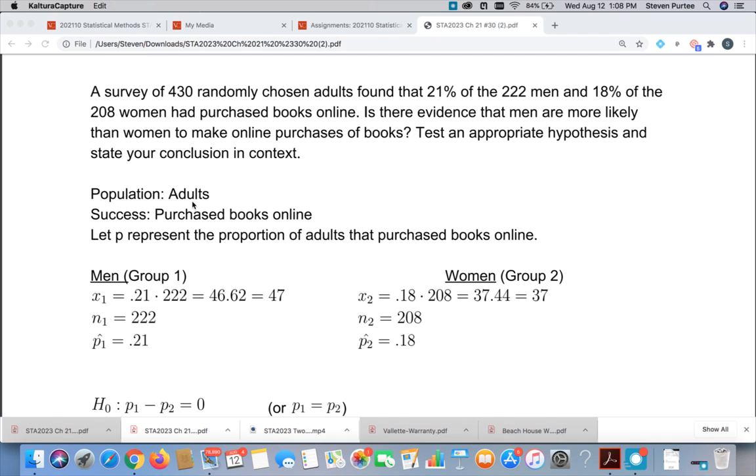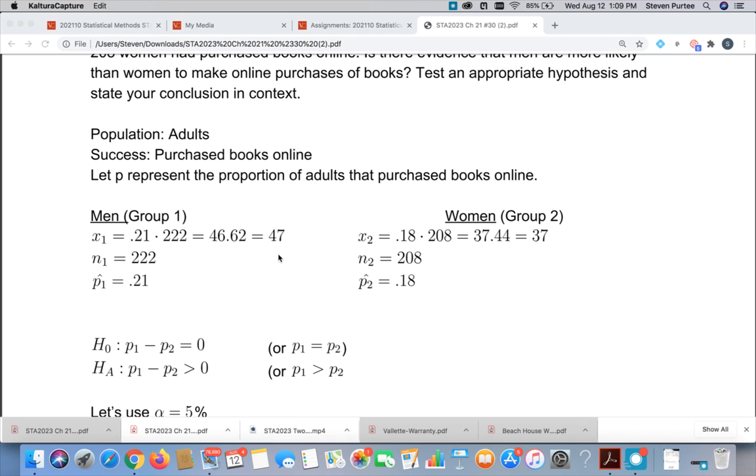So first thing we do is write down our population and success. Population is adults and success is buying books online. So let P represent the proportion of adults that bought books online. Notice we did not mention either group here. If you mention your groups here, you have done goofed and everything will be wrong.